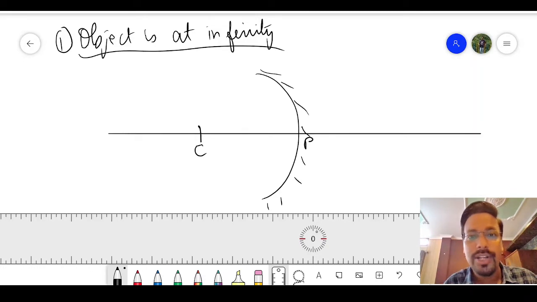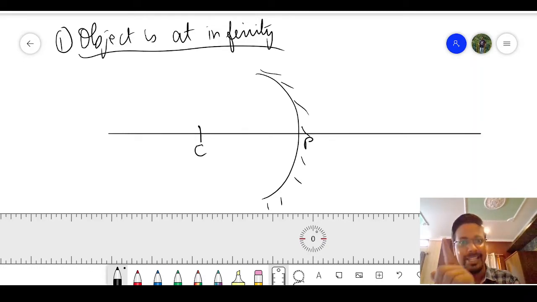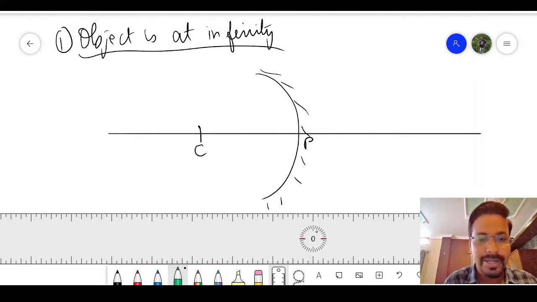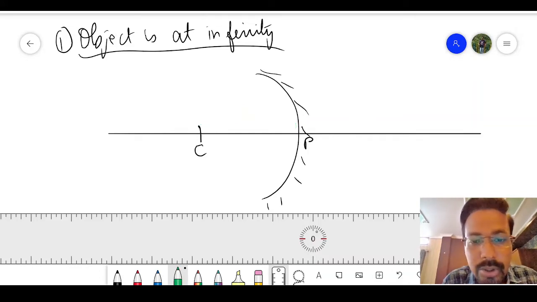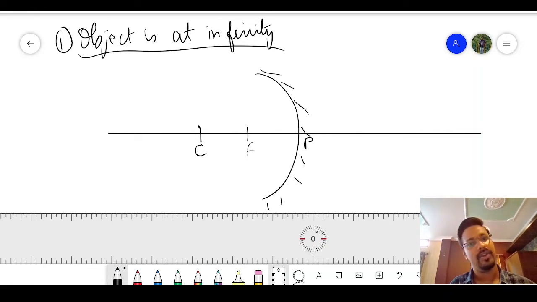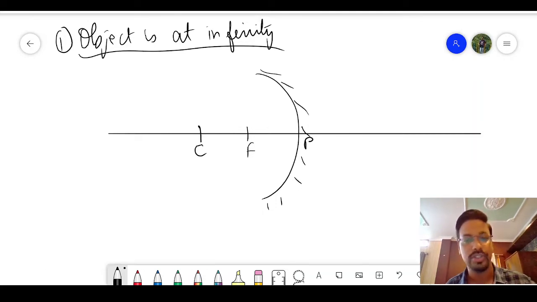Now you will take the scale and measure the distance between the center and the pole. Then after measuring the distance, suppose it comes out to be 6 centimeter, take exactly half of that, which will be 3 centimeter, right? And there draw another line, which will be our focus. Okay, so we have got our 3 points, C, F and P. I hope you have understood how to draw this.